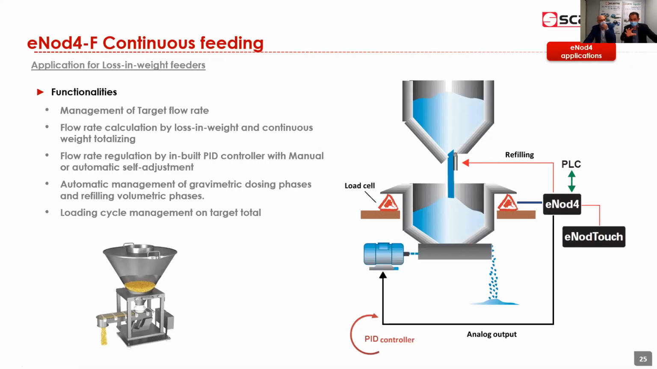Yeah. So just to summarize the main functionalities of this version: the management of target flow rate, the flow rate calculation by loss in weight, and continuous weight totalizing, the flow rate regulation by inbuilt PID controller with either manual or automatic self-adjustment, the automatic management of gravimetric dosing phases, which is the loss in weight phases, and the refilling volumetric phases, and loading cycle management on target of totalization. Exactly.